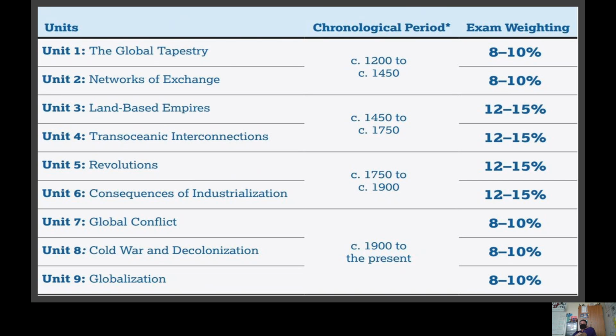Last thing on this slide. Notice that the periods are not all weighted equally. Units 3 through 6, man, that could be 60% of the exam right there. It could be. So when you're studying, especially the night before, focus on those units. At least a little bit more so than unit 1 and 2. Because in all likelihood, there's going to be more questions based on those units than any other.